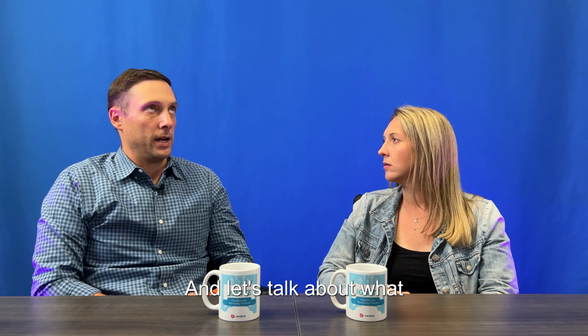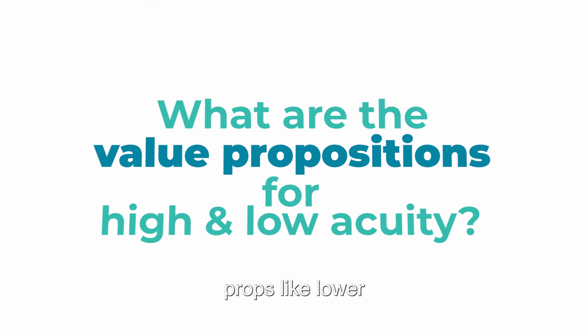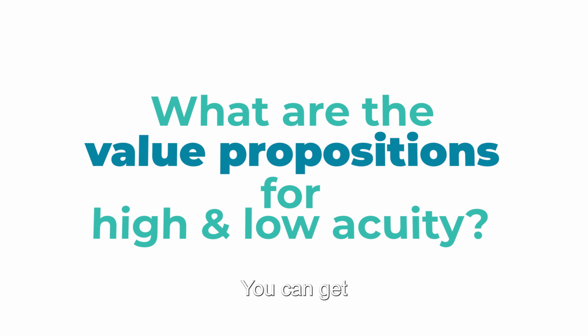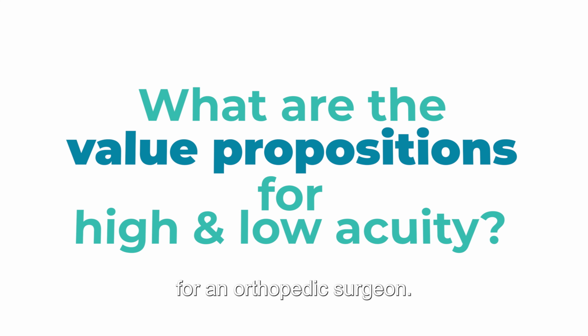Okay, gotcha. And let's talk about what the user needs to know. Are the value propositions that we're putting on landing pages for these higher acuity surgery type groups different? What are the value props? Like lower acuity is access to care. You can get into urgent care right now. I imagine it's different for an orthopedic surgeon, what you're advertising.